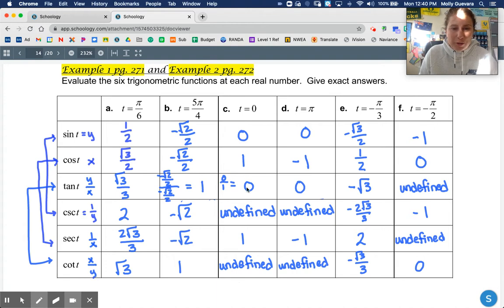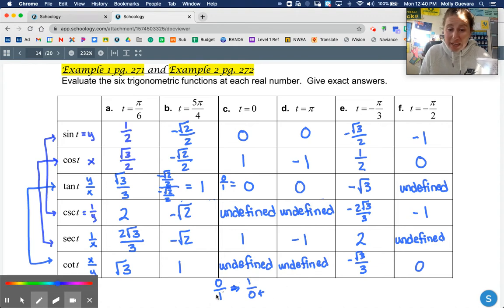The reciprocal of 1 is 1, so my secant is still 1. And then again for my cotangent, my tangent is 0 over 1. If I take the reciprocal of that, I get 1 over 0. And again, I can't have 0 on the bottom of a fraction, so my cotangent is undefined. And that's why it's undefined here at pi as well. I can't have negative 1 over 0, so it's undefined.